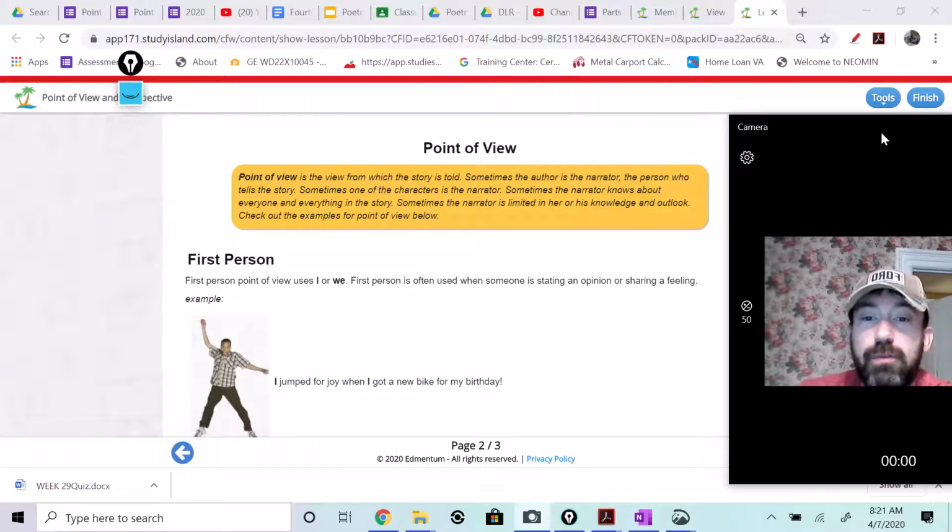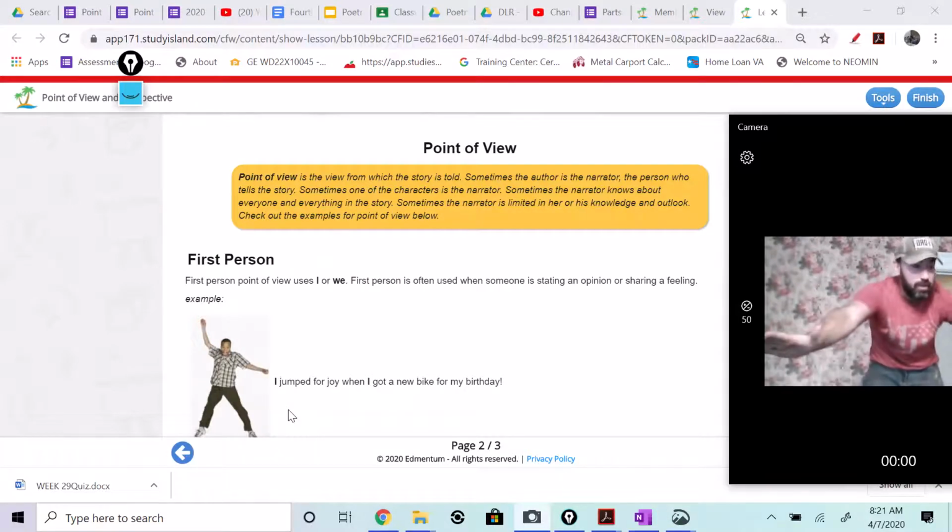So, I jumped for joy when I got a new bike for my birthday. That's first person. I, who's telling the story? The person, that kid right there, the kid who got the bike. Now here would be third person. If you want me to convert this to third person, ready for this? Here's third person narrative. He jumped for joy when he got a new bike for his birthday. Are you seeing that? Now that's an eye in the sky up here looking down and observing what happened to that kid. The eye in the sky is not in the story. It's just reporting what happened to that kid and his bike.